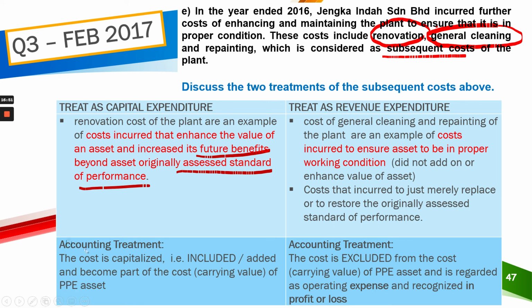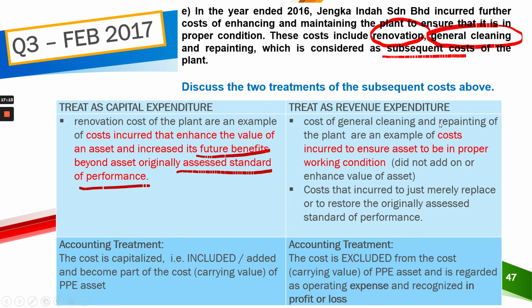If the renovation cost is, let's say, 100,000, it will be capitalized and become part of the cost of the plant, meaning it is added to the initial cost of 4750, if an amount is given. The second one is general cleaning and repainting.